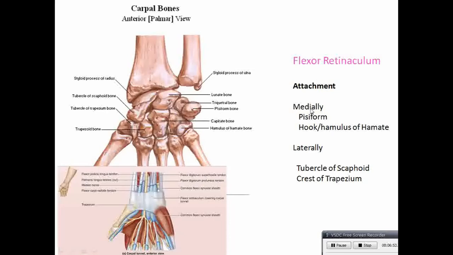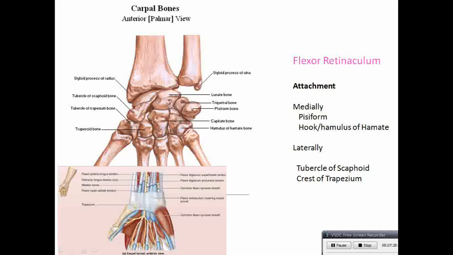The structure seen on the wrist region anteriorly, which is holding the tendons in position, is a modification of deep fascia, and that's called flexor retinaculum. Medially it is attached to bones like the pisiform and hook of hamate. Laterally it is attached to the tubercle of scaphoid and crest of trapezium. So it is a modification of deep fascia which is holding the tendons in position.